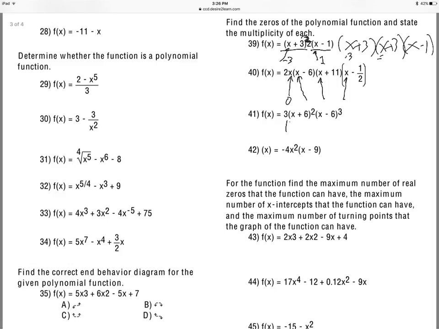So now remember, this is meaningless. It's not an x. Ignore it, okay? So again, look at this. We've got negative 6 twice. All right, because think of that as an x plus 6 with another x plus 6. So the multiplicity is 2.